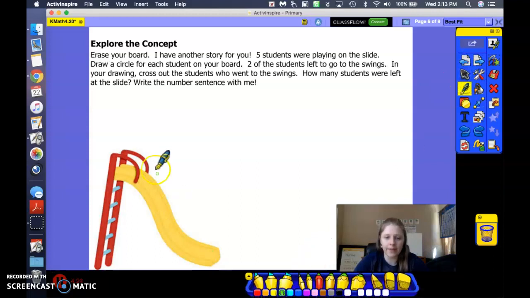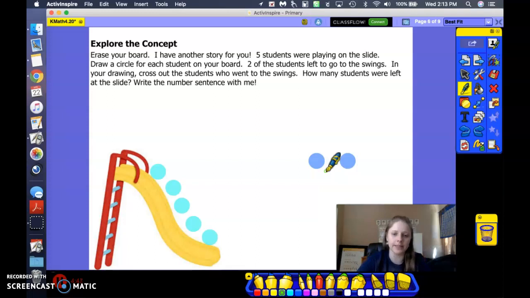All right, today we're going to do a problem at the playground. So at the playground, there are 5 students on the sliding board. Oh my goodness, we know that only one friend goes down the slide, but in our story, there's 5 friends on the slide and 2 friends over here on the swing. Now, let's try and figure out what happened during our story so we can write a number sentence. Altogether, how many friends are at the playground right now? Let's count on 5, 6, 7. Great job. 7.